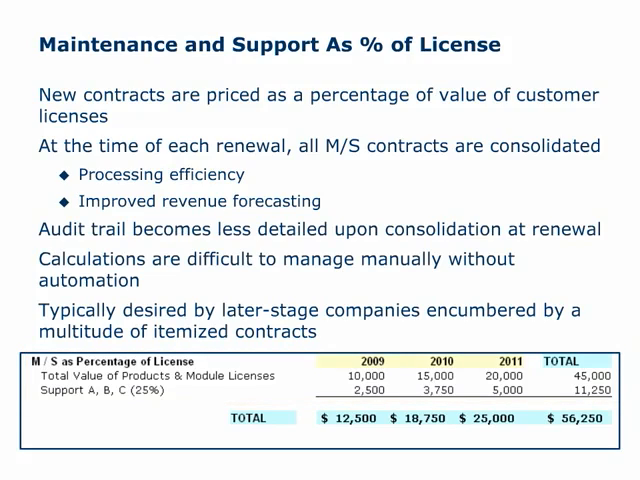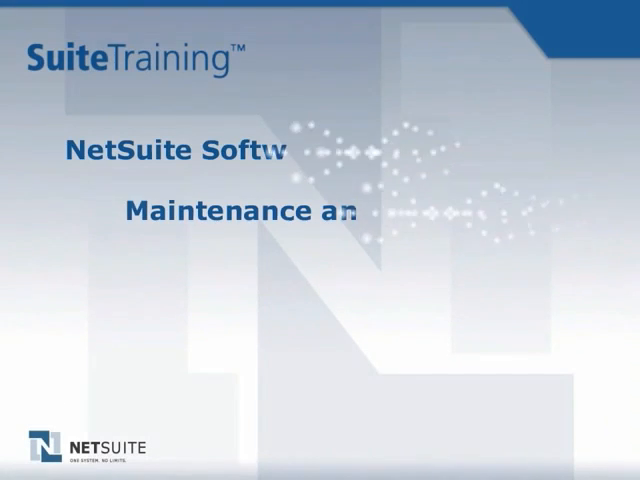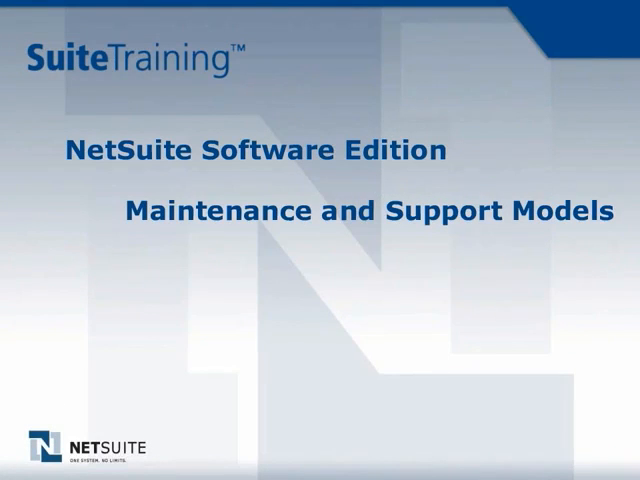Processing contracts in this manner is efficient due to reduced record counts, and revenue forecasting is simpler and more predictable as the total value of the licenses is available in one place. The downside of this approach is that the audit trail becomes less detailed at renewal because of the consolidation. If there is a need to determine the value of each contract, this has to be done manually. Let's look at how NetSuite supports these 2 models.